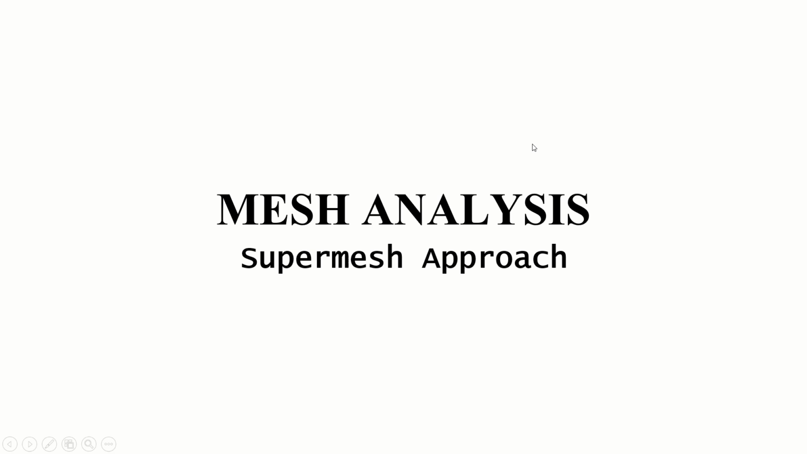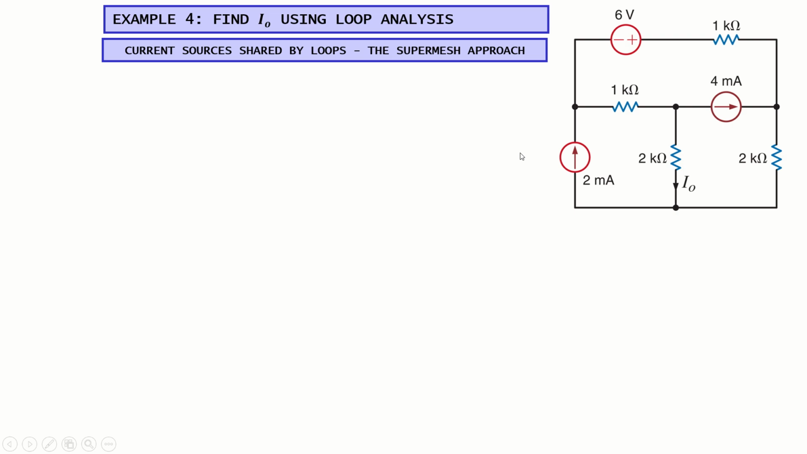Welcome back, class. We are learning about loop or mesh analysis, and now we will look at an example of a supermesh. If you recall from nodal analysis, whenever a voltage source is connected between two nodes, it becomes a supernode. The same concept applies here: when a current source is connected between two loops, it becomes a supermesh.